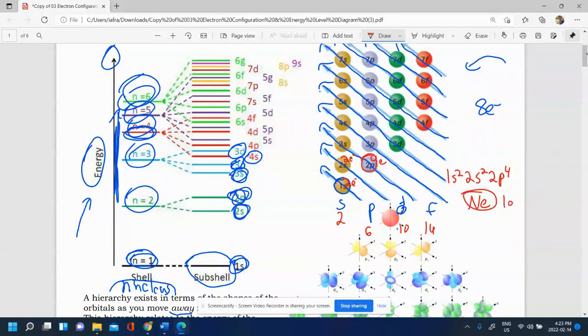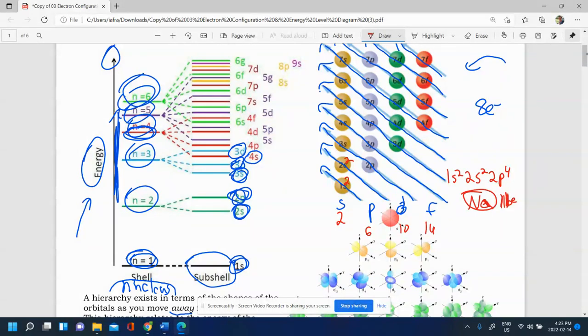Neon has 10 electrons. So for neon, what I would do is, similar approach, 2 electrons, 2 electrons. That's 4 so far. Let's do actually something with 11 electrons. I want to show that. Let's do sodium. Sodium is 11 electrons. This will be a better example to show.